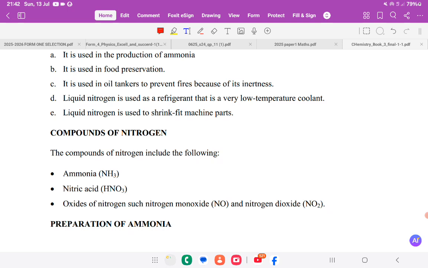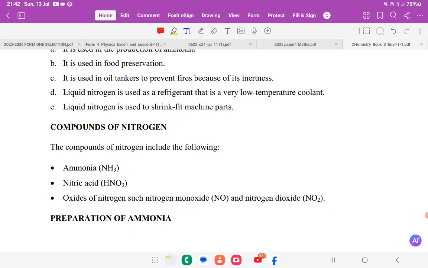Having looked at the uses of nitrogen, let us now look at the compounds of nitrogen. We are going to discuss 3 compounds of nitrogen, namely ammonia. We have already said that nitrogen is used in the production of ammonia, which is a very useful gas. Okay, it is also used in the production of nitric acid and in the production of oxides of nitrogen, such as nitrogen monoxide and nitrogen dioxide. We shall look at the preparation of ammonia.